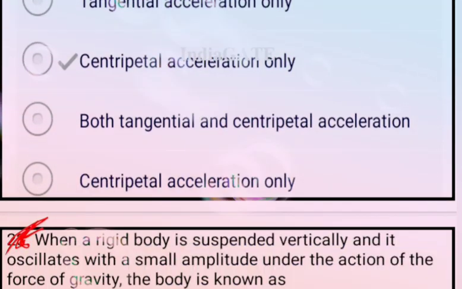So here are 4 options. Option A is correct, that is tangential acceleration only. So tangential acceleration is only remaining on their side. Okay, now come to the next question. When a particle moves with uniform velocity along a circular path, then the particle has centripetal acceleration only. Okay, so option B is correct.